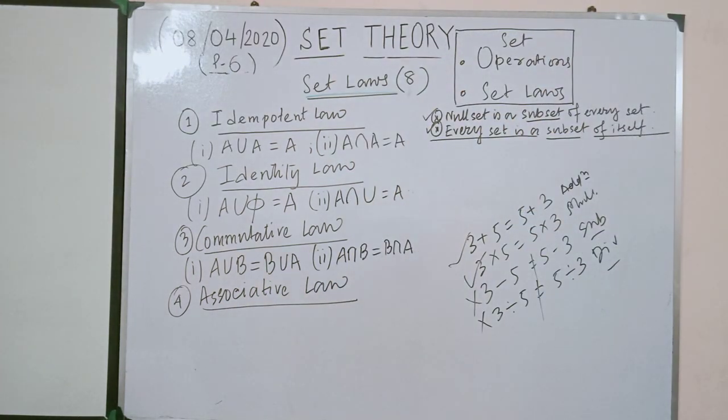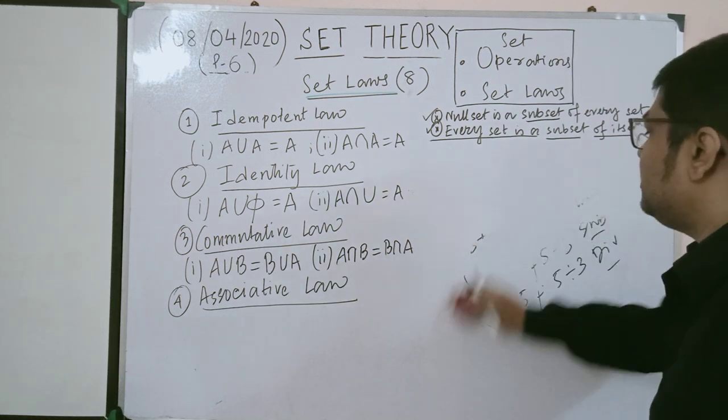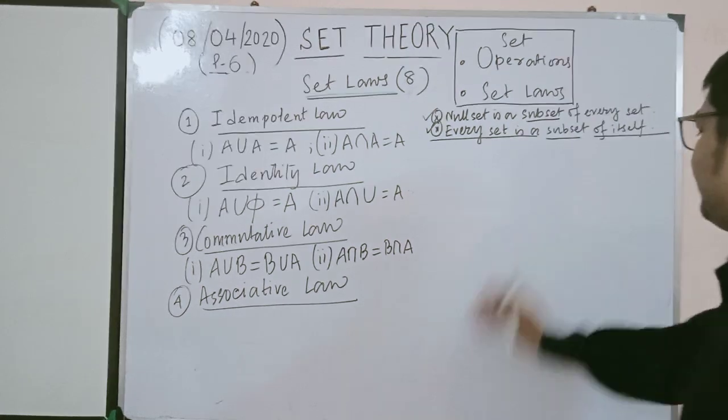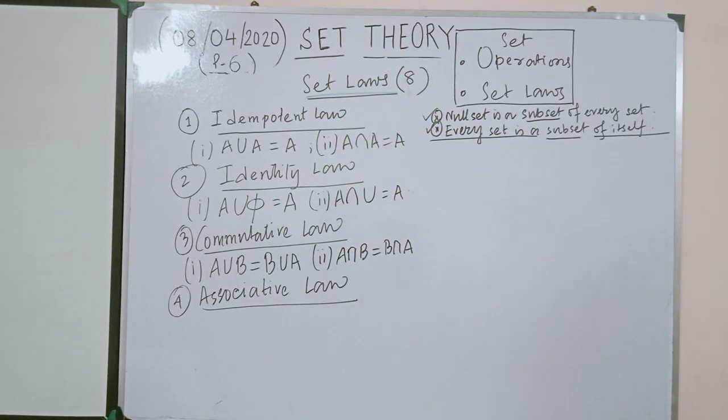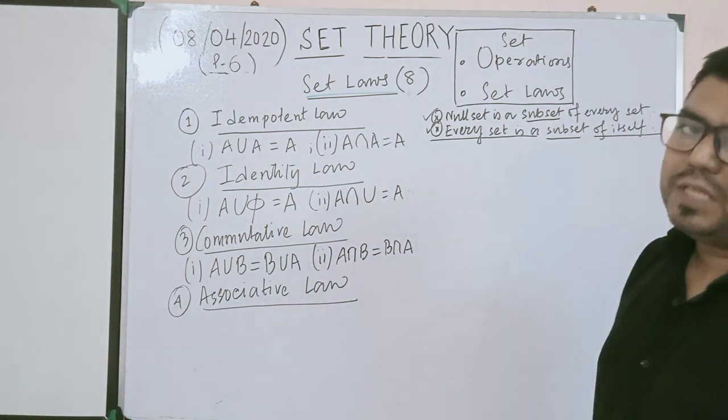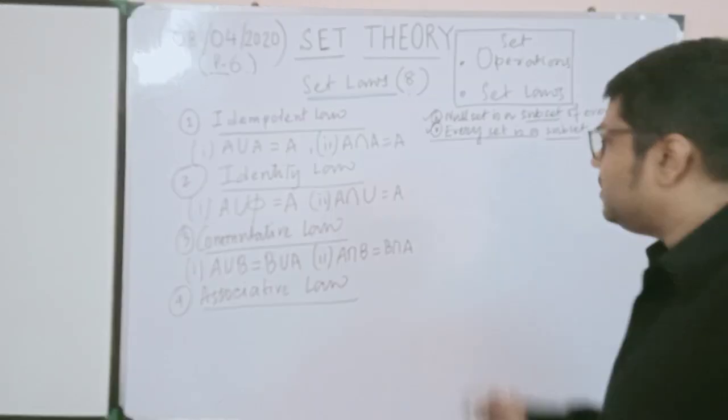Let's see associative law over here. Associative law depicts some kind of association within sets. Association, the word association, you can say it means groups. Okay. So we basically group the elements. So how you do it?